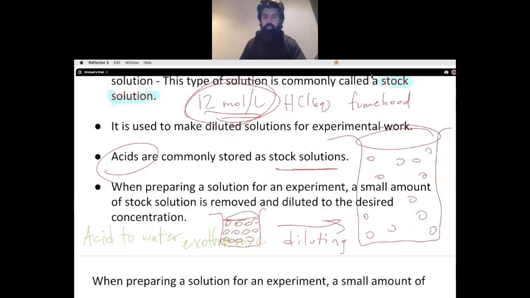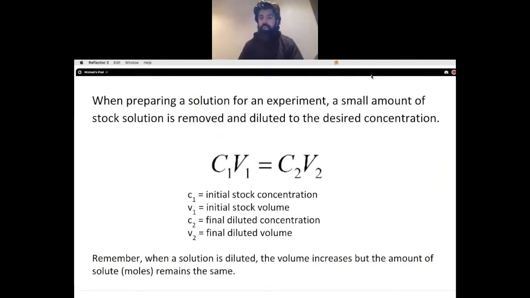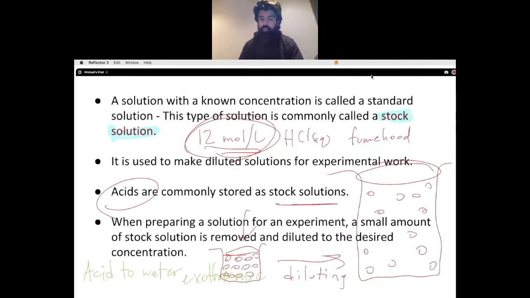When we're diluting a stock solution, we are using the following equation: C1 V1 equals C2 V2. Remember the equation that we just saw, C is equal to n over V. Notice the one unit missing is our n value, because the n value is really the same between both of them. Remember here, this is 12 moles, let's say, for every liter.